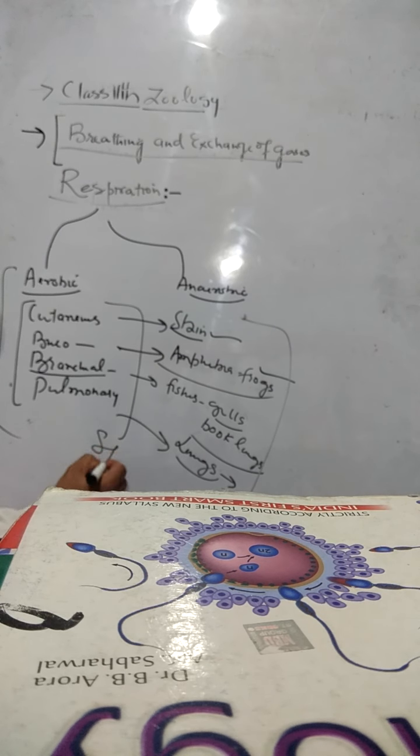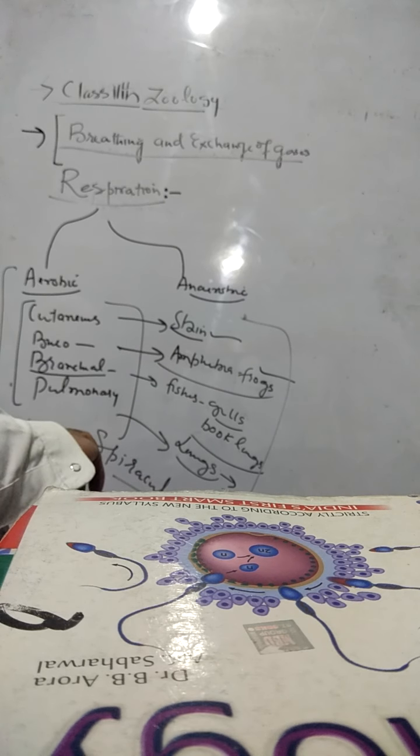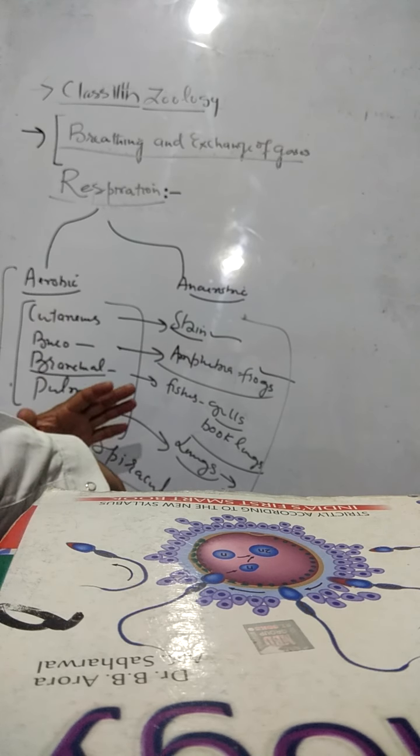One more special type of respiration is spirochetal respiration. This respiration takes place in insects. Insects are arthropods, which contain a pair of wings. Below these wings, there are tubes.